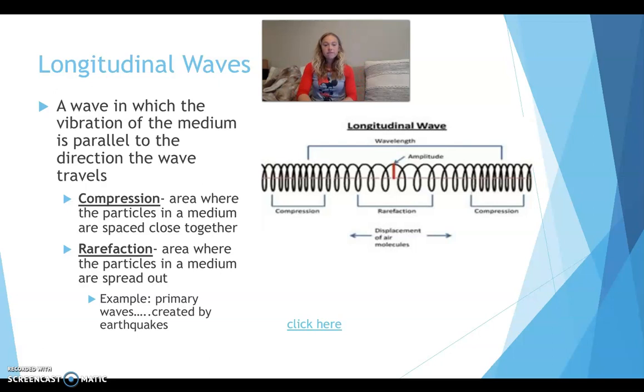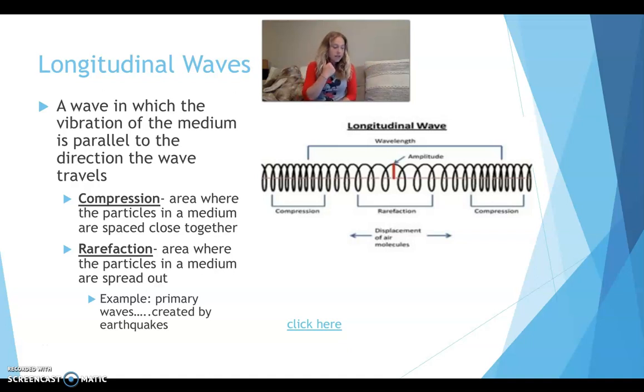A longitudinal wave is a wave in which the vibration of the medium is parallel to the direction the wave travels. So for this example, your waves are going to be traveling from left to right, and your particles are still going to be moving left to right.